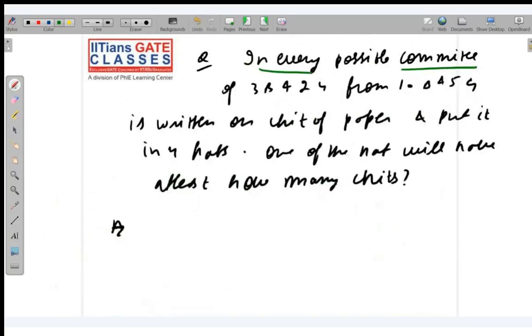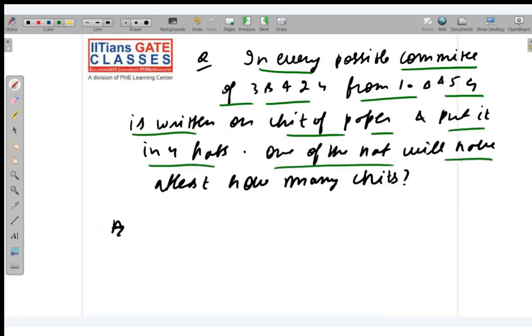Next is: in every possible committee of 3 boys and 2 girls, from 10 boys and 5 girls, is written on a chit of paper and put in 4 hats. One of the hats will have at least how many chits? That is the question. This is a little tougher. I told you GATE exam questions are 2 to 3 steps; here we have one step extra.